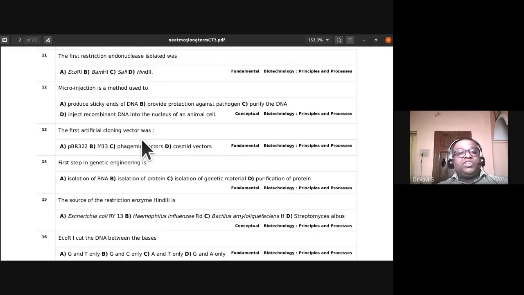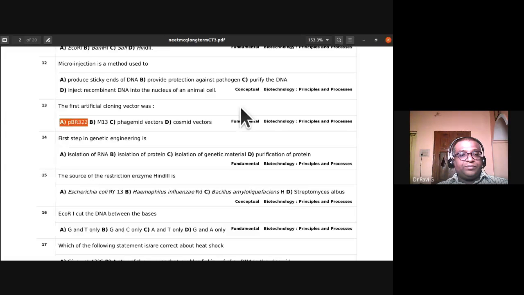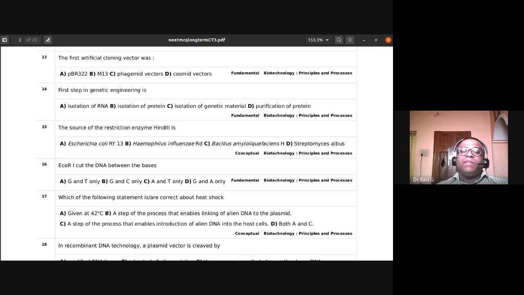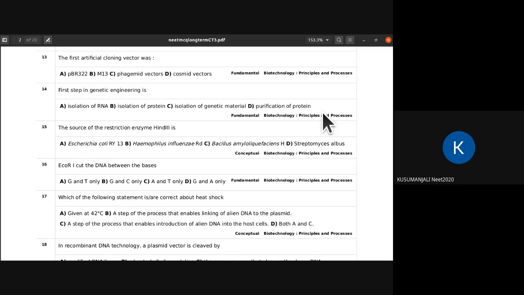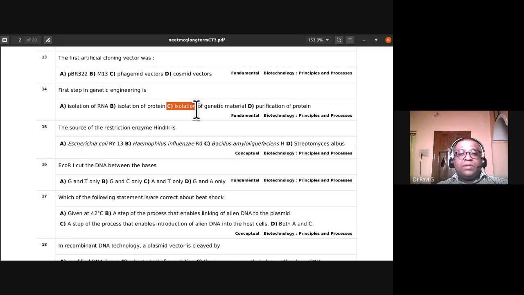The first artificial cloning vector was pBR322, M13, phagemid vectors, cosmid vectors. The first artificial cloning vector was pBR322. Okay, A is the answer. First step in genetic engineering is isolation of RNA, isolation of protein, isolation of genetic material, purification of protein? What is the first step in genetic engineering? Isolation of genetic material, sir. Yes, it is not RNA. Okay, isolation of genetic material. C is the correct answer.